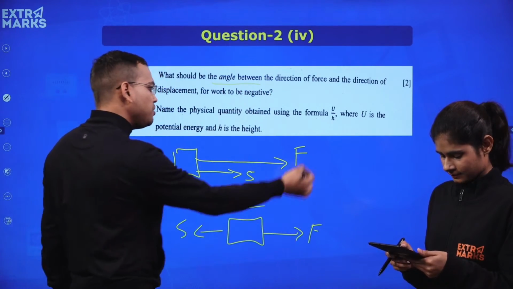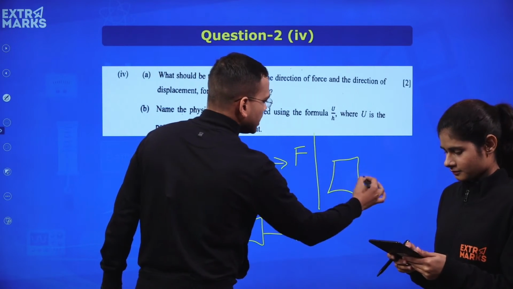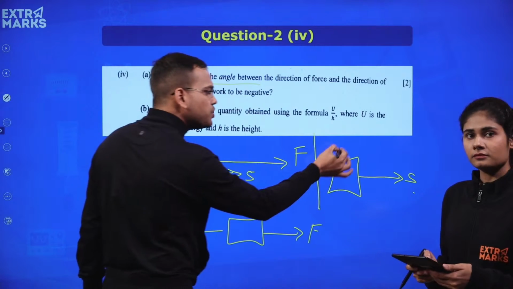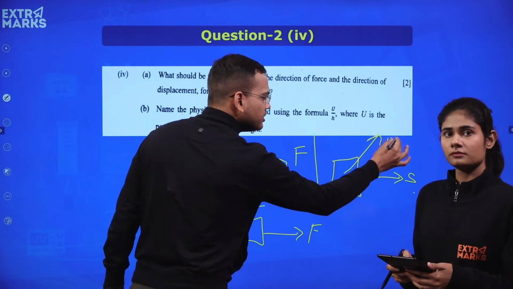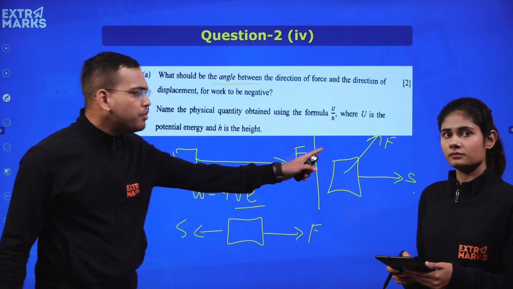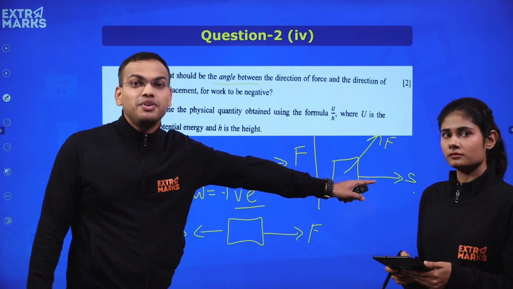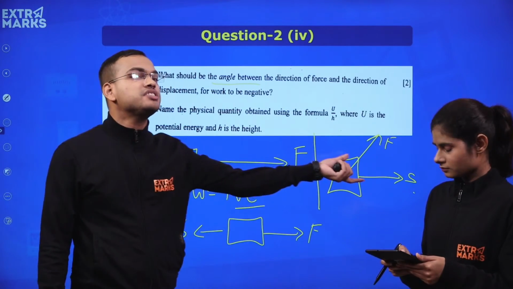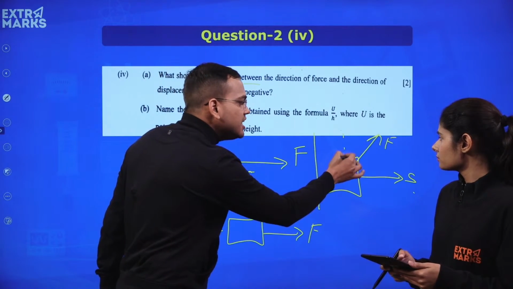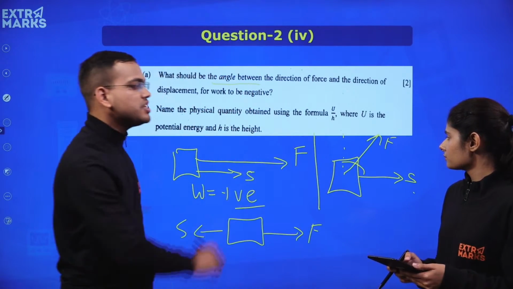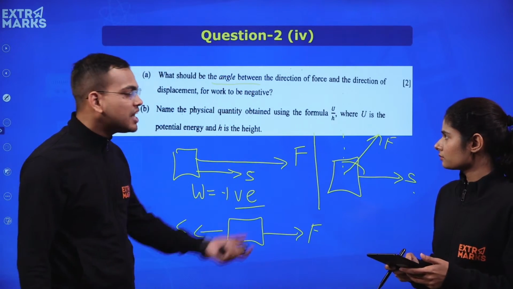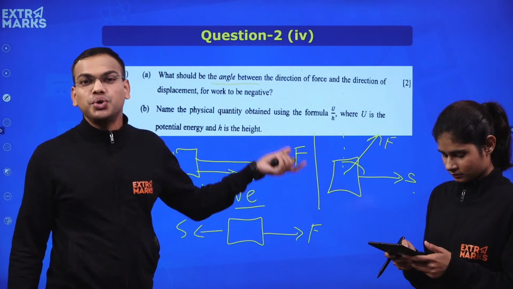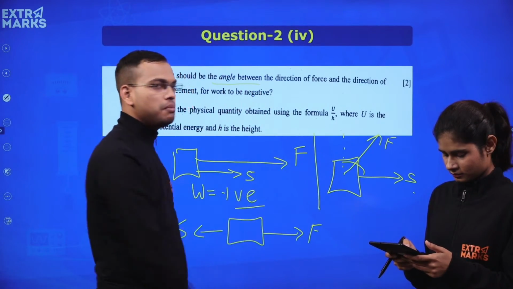Now tell me one more thing. If displacement of a box is happening to this side, even if the force is acting on this side, the component of force which is responsible for the displacement of this object is also towards the right. So they are also in the same direction. Up to 90 degrees, if force and displacement have an angle less than 90, from 0 to 89 degrees, then also the work done will be positive.